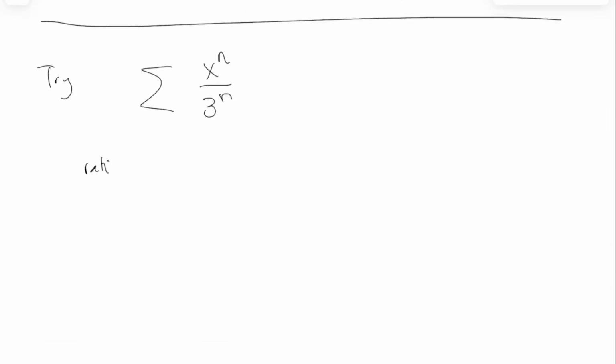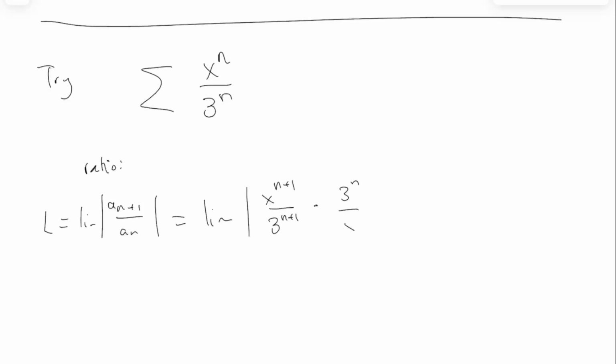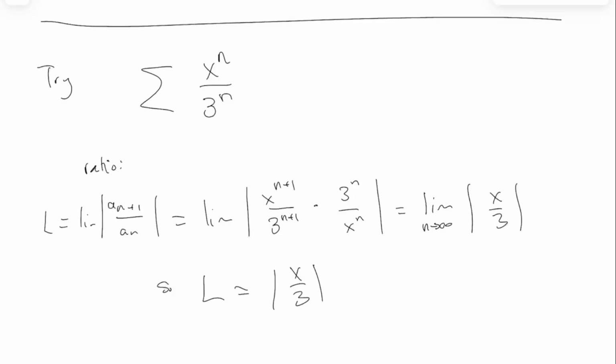So when I do the ratio test, as usual, L is the limit of a_{n+1} over a_n, which is the limit of x^(n+1) over 3^(n+1), times the reciprocal of a_n, which is 3^n over x^n. We cancel, and we get the limit as n goes to infinity of the absolute value of x over 3. There is no n inside here, so the limit is just equal to this, as if you're taking the limit of a constant, which just equals that constant. So L is the absolute value of x over 3. I think pretty much everybody got this far.